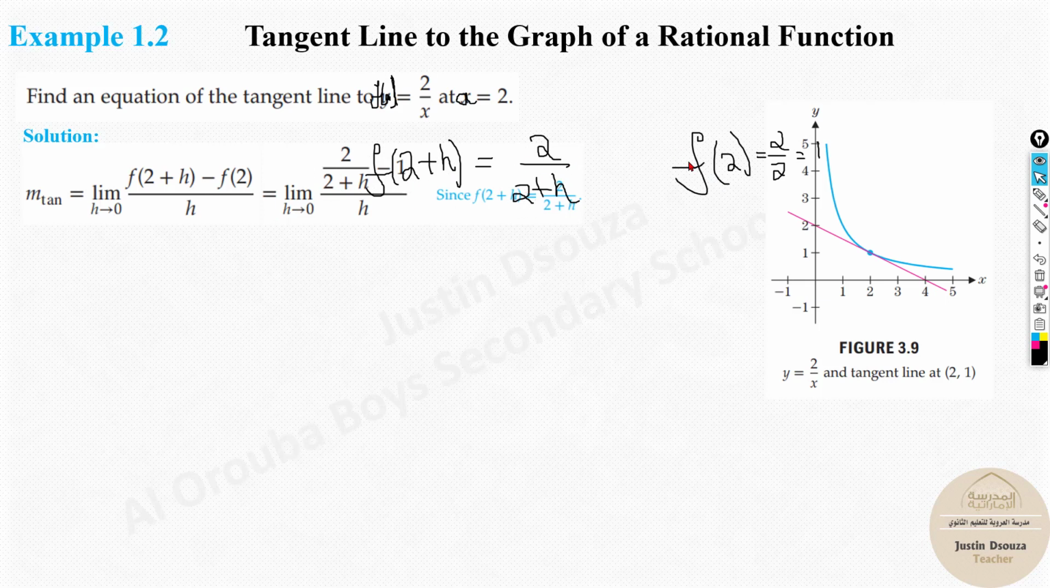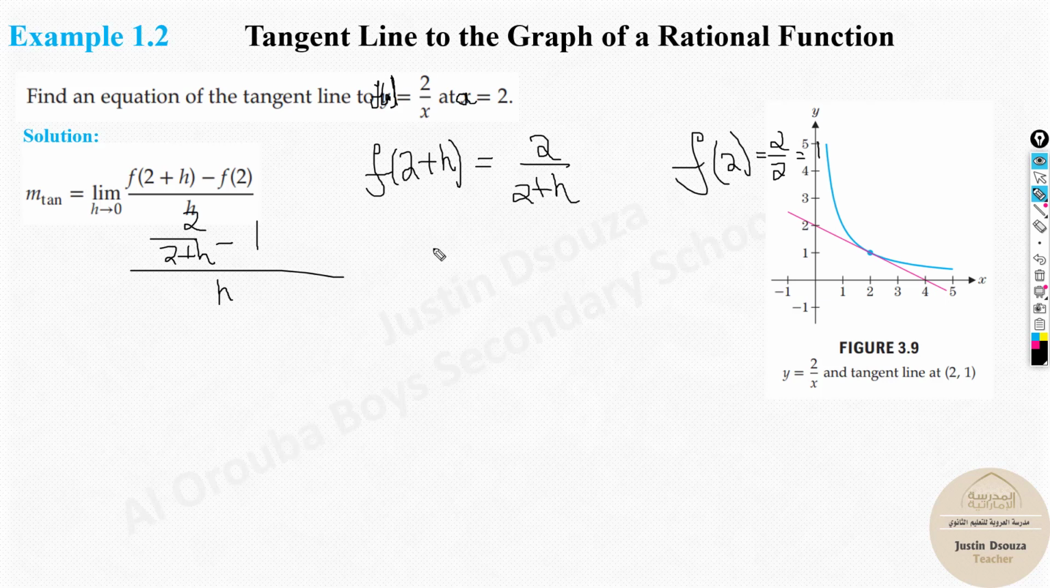You can see, wait, let me just write it. You already see this is f of 2 plus h. This is the answer, right? You directly substitute over here: 2 divided by 2 plus h, minus 1, divided by h. Now you can directly put it in the calculator and solve, but we can also simplify.